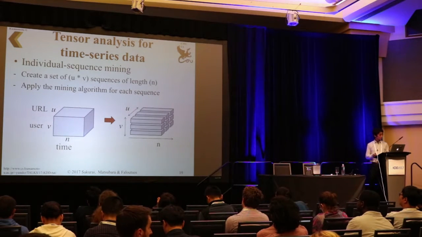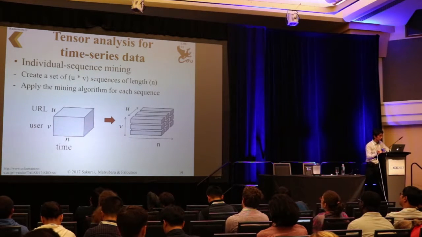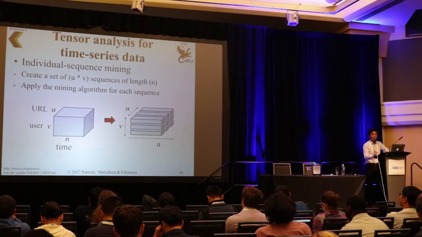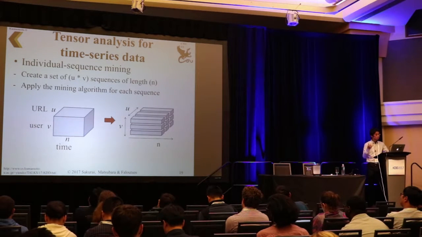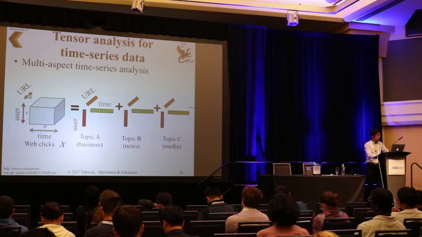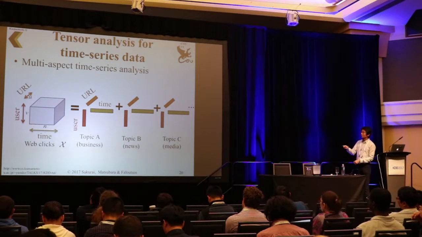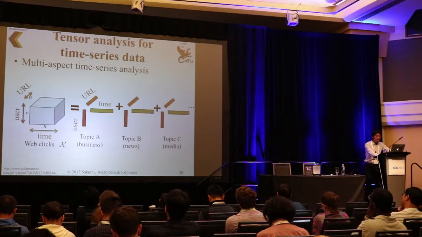Instead of using individual sequence mining, we should use tensor analysis in this case. For individual sequence mining, we create a set of U times V sequences of length n, and apply a mining algorithm to each sequence, for example AR or Kalman filter and so on. But in this case, we occasionally lose useful information. Instead, we can use multi-aspect time series analysis like tensor analysis. We can extract information about topics like business, news, media, and so on, so we can do good analysis and good forecasting.